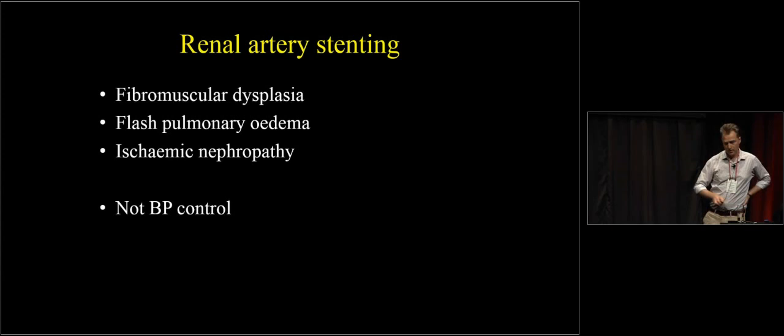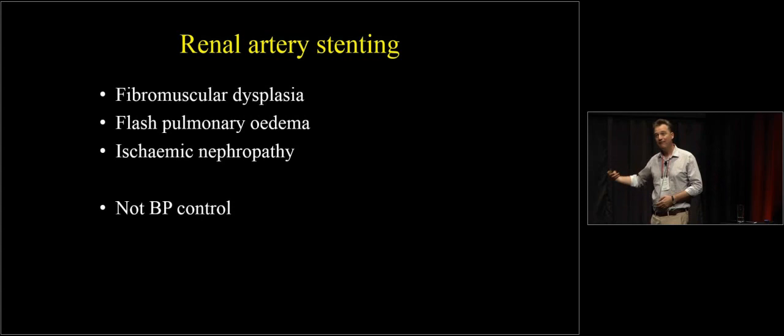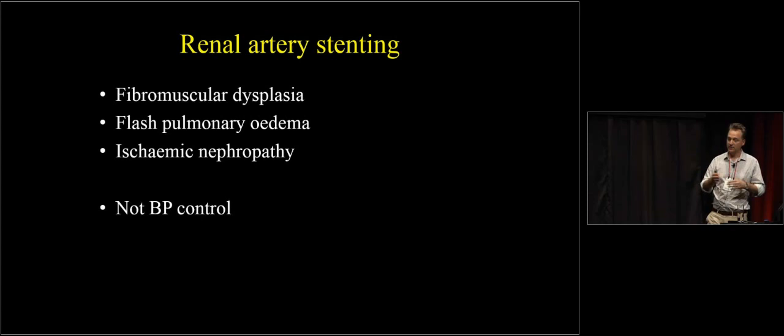So at the moment, the state of play is that there's no evidence for stenting of renal artery stenosis solely for blood pressure control. There's certainly a role for it in other indications to prevent ischemic nephropathy and flash pulmonary edema, and for those really rare cases of fibromuscular dysplasia, but for the vast majority, renal stenting has no role.